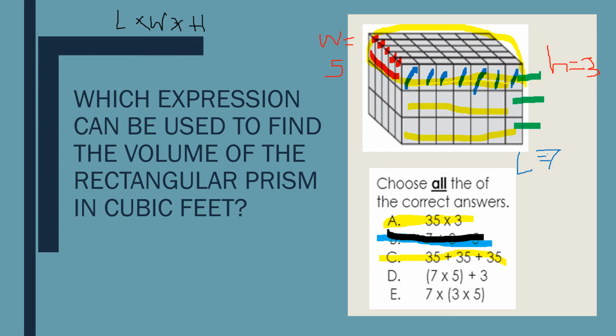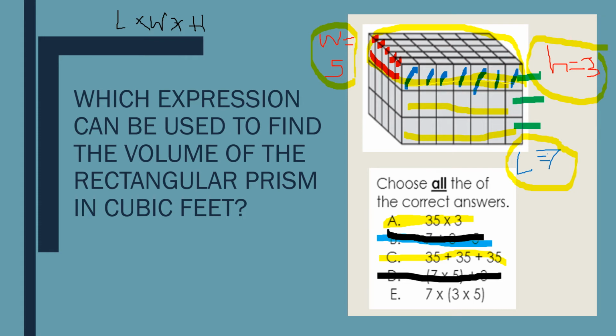We have length is 7, width is 5, and height, which is 3. So we already know we always do parentheses first. 7 times 5 is 35. So far, that's the top layer, but it says plus 3. Is that reasonable to say plus 3? No, because that would give us 38. So we know that one we can also eliminate.